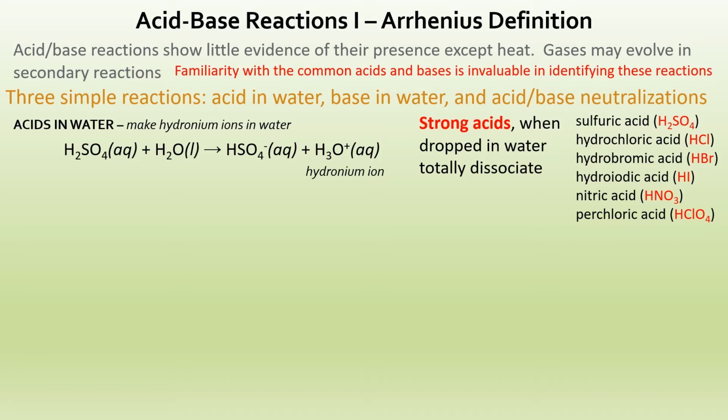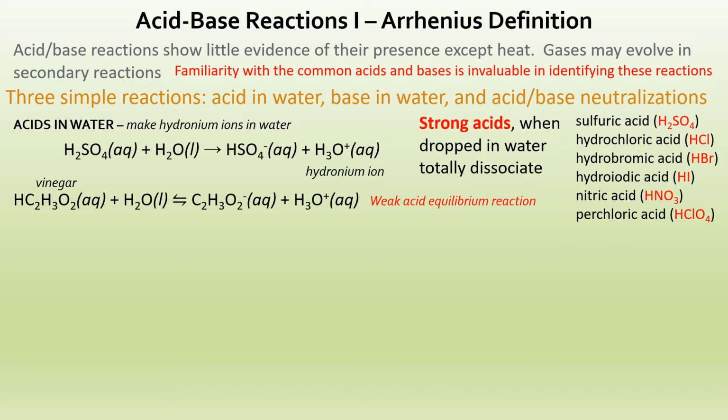Now, a great many other acids not included in this list of 6 strong acids will produce appreciable amounts of hydronium ions, but they quickly come to equilibrium. They do not totally dissociate. One such weak acid is acetic acid, which we also know as the common chemical found in vinegar.